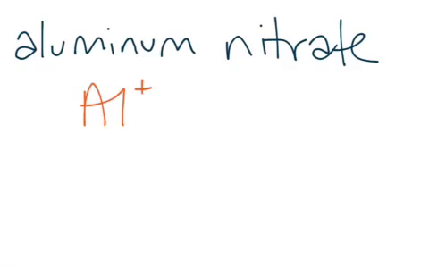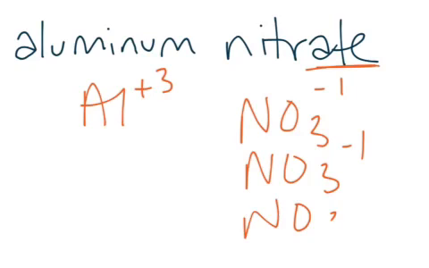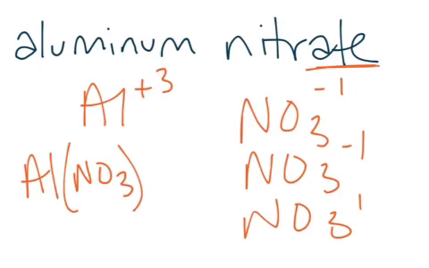Aluminum always makes a +3 charge. Nitrate is NO3 with a -1. So this is going to be a situation where we're going to need to use parentheses, because that means that we need to have 3 nitrates just to balance out 1 aluminum. So if we make aluminum, we'll put parentheses with a nitrate in it and then put an additional 3 on the outside to show that there's 3 of them attached to that 1 aluminum.